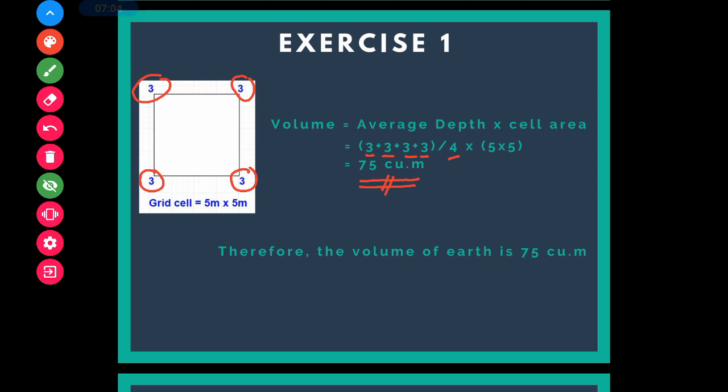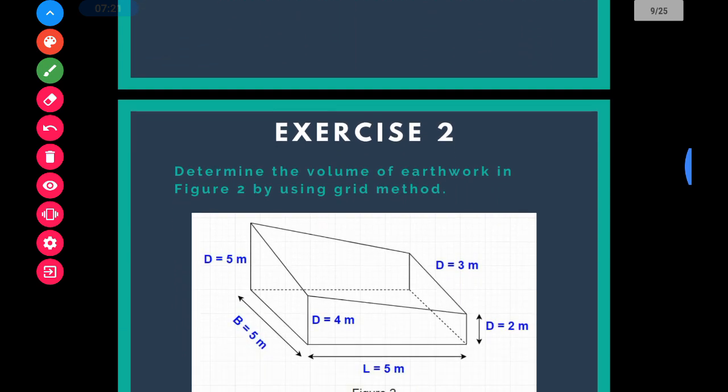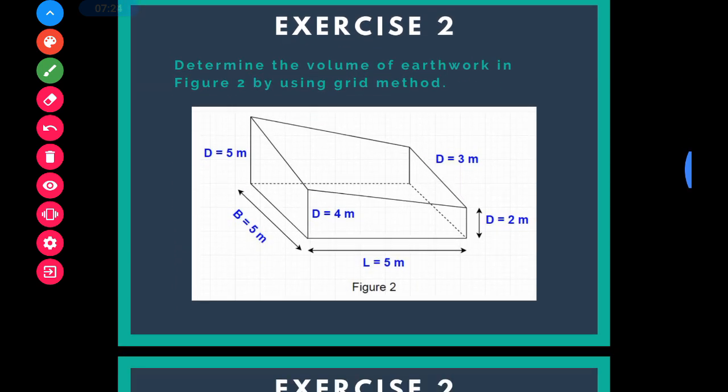Maybe some of the students think that the normal mathematics formula is more simple compared to the grid method. So for those students who think the mathematics formula is easier and simpler, maybe you should think again and try to solve exercise 2 by using the mathematics formula. In this video, I'm not going to touch on the mathematics formula for exercise 2, but I will use the grid method to solve this problem.